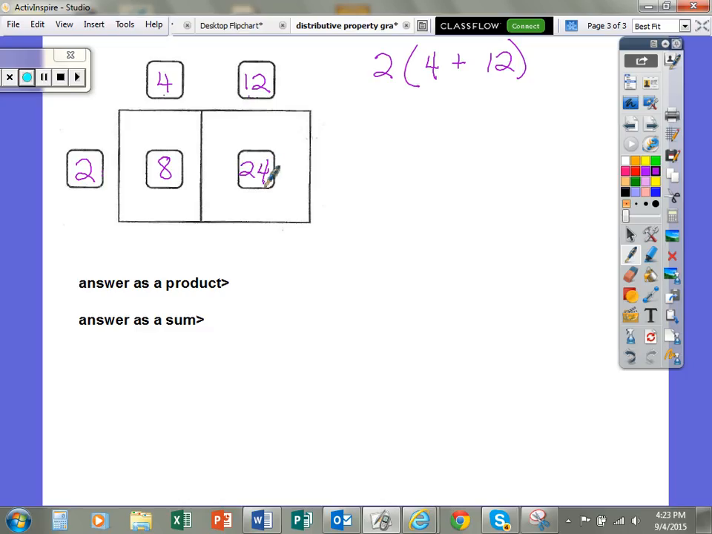Now, we have two different ways to write this problem. We can write the answer as a product, which involves multiplication, so that would be 2 times the parentheses of 4 plus 12. But to write it as a sum, we take the two amounts inside the box, say 8 plus 24. And those are the different ways that we can write it. Let's try another example.